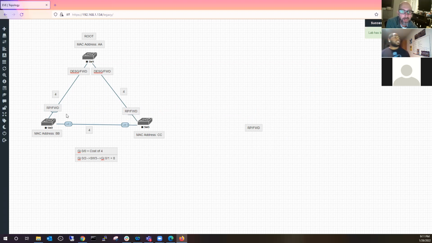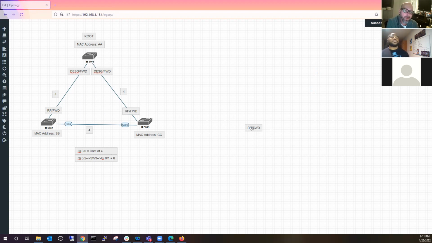Okay. And what's then left we have to do? Yeah, so this bottom wire, we're going to have designated on the left side for switch 2 because its MAC address is lower. And we would block switch 3's gigabit 02. Okay, you're right, but clean that up.